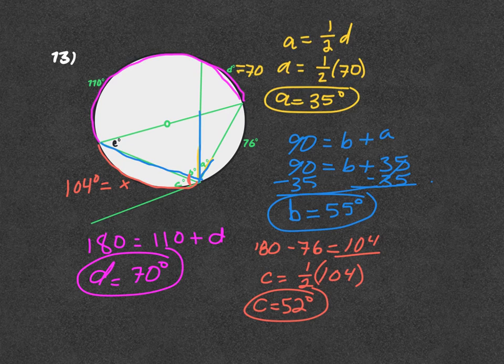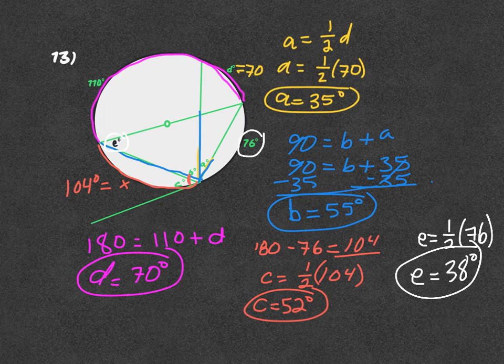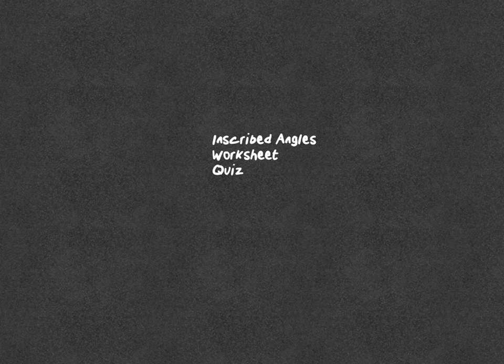Now, the last angle I want to find is angle E, which is easy because E is just the inscribed angle to the intercepted arc of 76. So E equals 1/2 of 76. Half of 76 is 38. So E is 38. So in recap, A is 35, B is 55, C is 52, D is 70, and E is 38. That's it for your examples of inscribed angles. You should now be able to complete the worksheet and be prepared for your quiz.